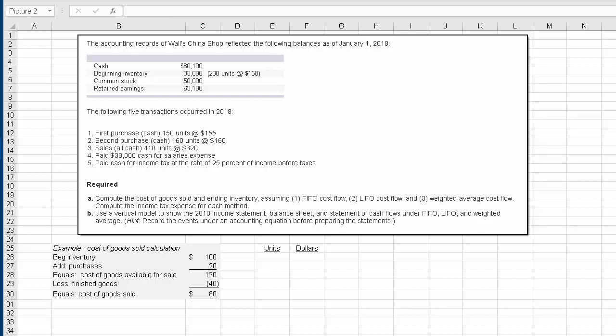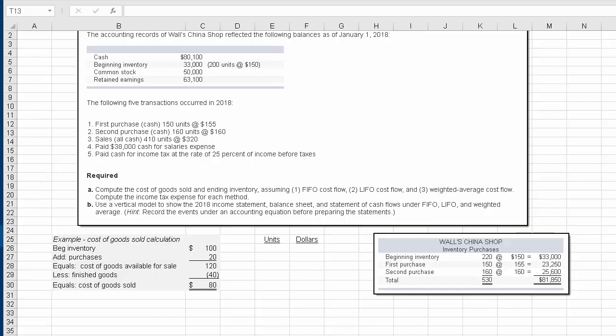Okay, so with that, let's put this information on the screen. It's best to put a schedule like this together where you can see the layers that have occurred. Valuing inventory with FIFO or LIFO is very much a layering approach. So we have the beginning inventory, that's one layer. The first purchase, that's another layer. Second purchase, that's another layer. So what do we know? We know the cost of goods available. We could put in the units here.